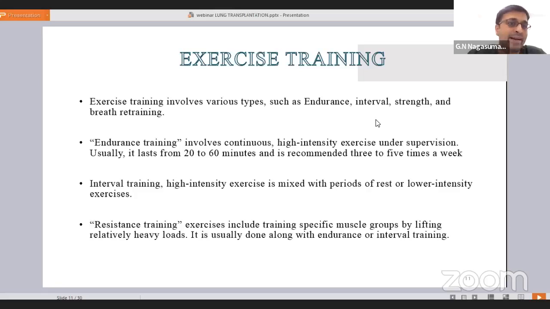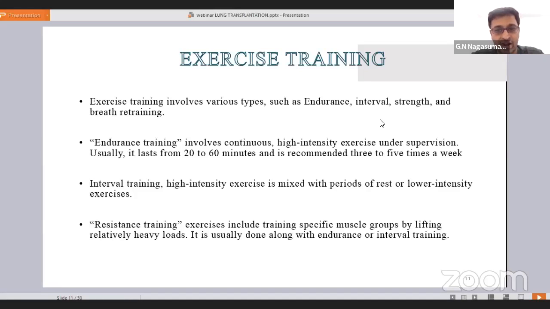It's not mandatory that each and every patient should receive endurance, interval, and resistance training. If their percentile is very low, I should start them only with interval training. As they progress, I can slowly add endurance training. When they're doing well with interval training and endurance training, my choice of treatment will be resistance training.